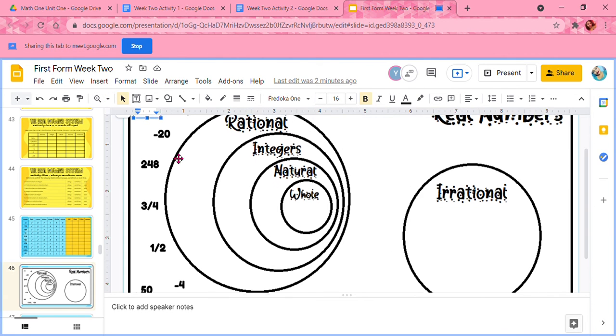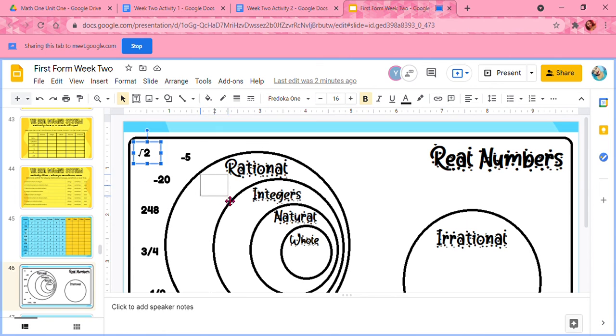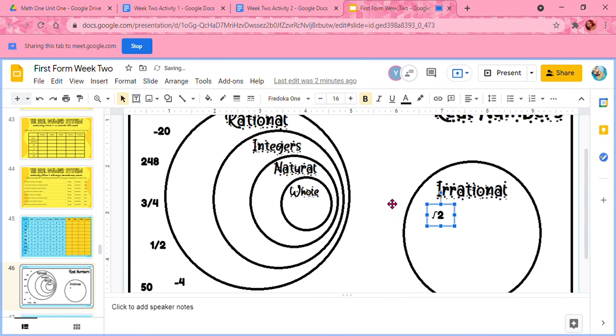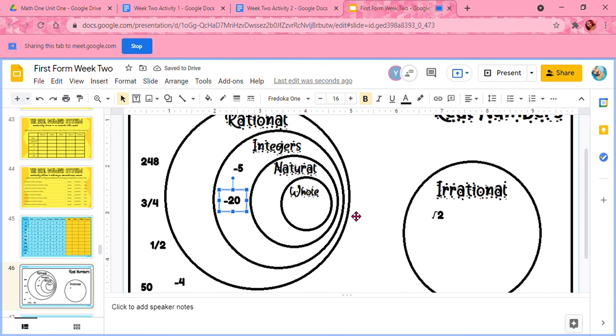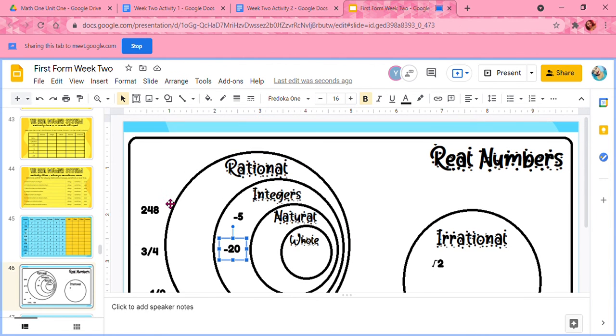Irrational. Okay, how about negative 5? Integer. Integers, very good. What about negative 20? Integer, very good. What about 248? Whole number. Natural numbers, very good. Whole numbers.